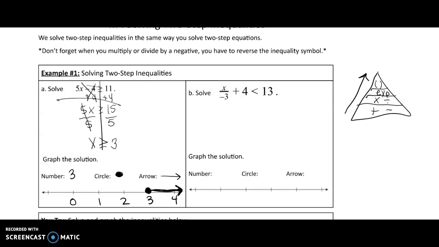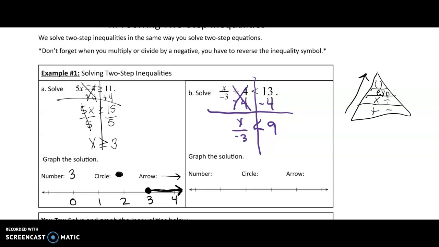So let's do another example. We're going to draw a line down that inequality symbol. We have plus 4, so we're going to do the opposite. We are going to subtract 4 from both sides. 4 minus 4 is 0, so that cancels. And I have x divided by negative 3 left over on the left-hand side. Bring down my inequality.